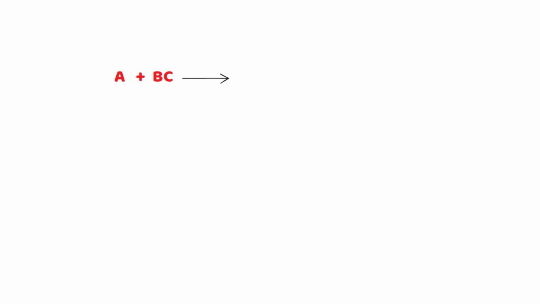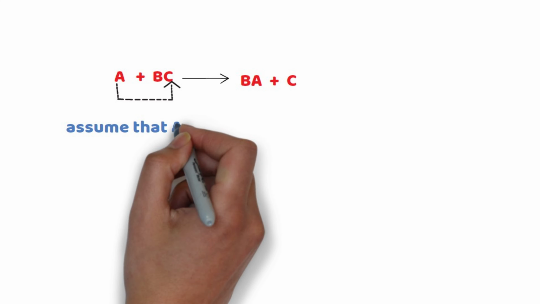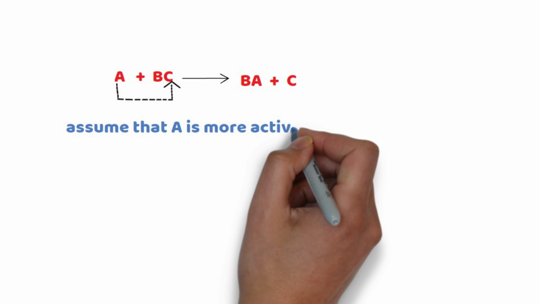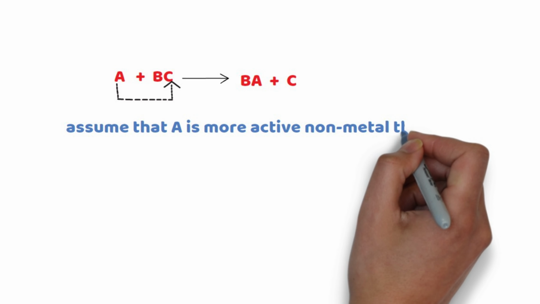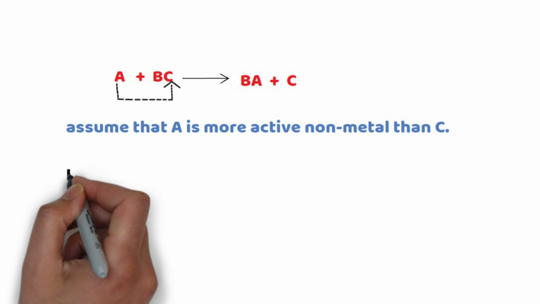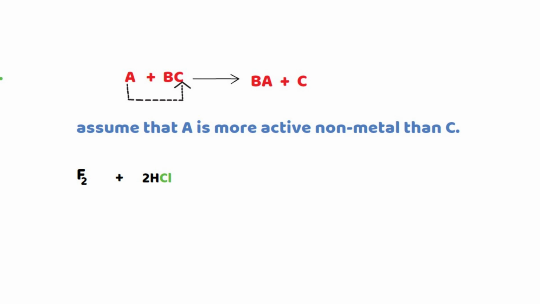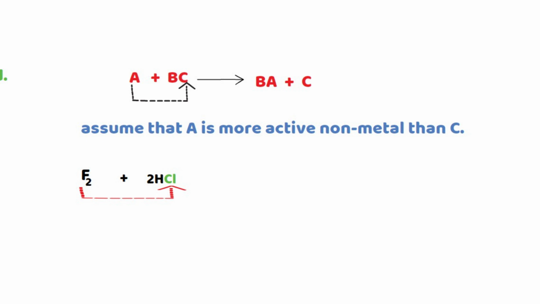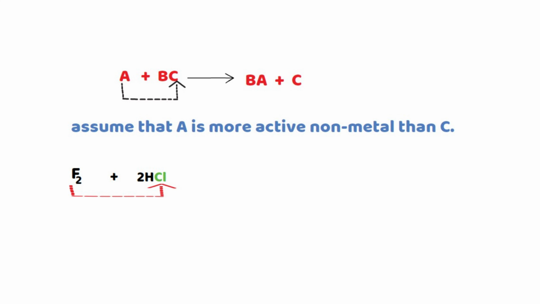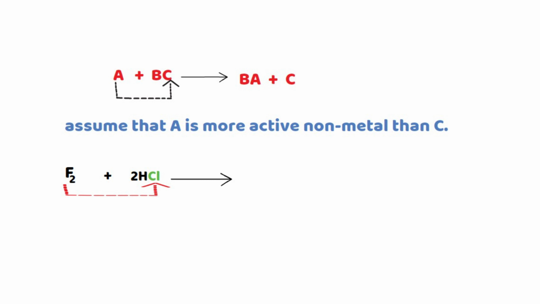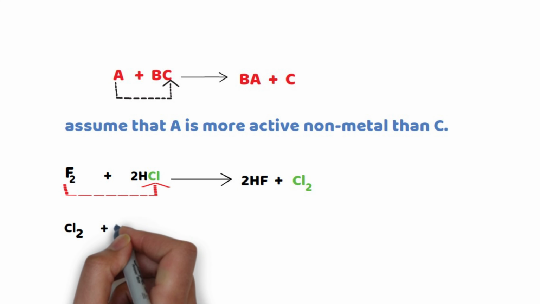On the other hand, A plus BC equals BA plus C. Here A displaces C and takes its position. Finally, it forms BA plus C. Assume that A is a more active non-metal than C. Example: fluorine molecule reacts with 2 moles of hydrogen chloride. In this reaction, fluorine displaces chlorine and takes the place of chlorine. Finally, we have hydrogen fluoride plus chlorine molecule. So this one is an example of single displacement.